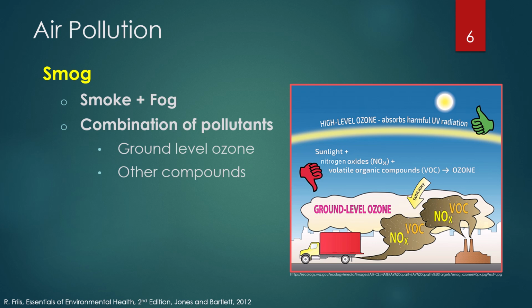Air pollution is often described as smog, a term that derives from the combination of smoke and fog. Smog consists of ground-level ozone, a primary component of smog, and other compounds, many of which are produced by chemical reactions in the air. As diagrammed, the energy of sunlight catalyzes nitrogen oxides and volatile organic compounds to produce ground-level ozone in smog.